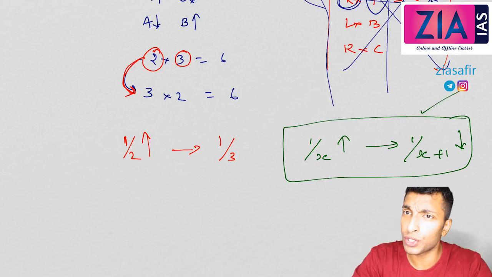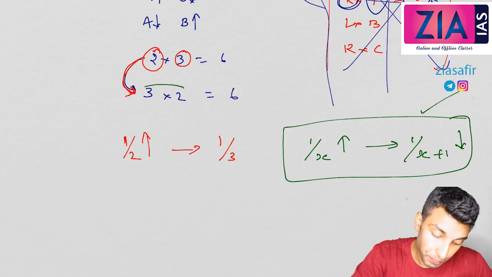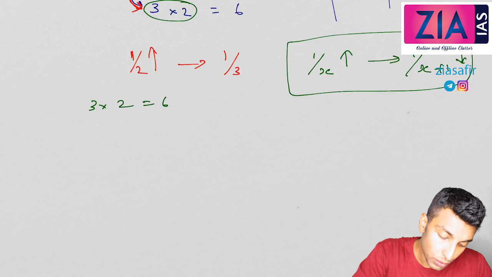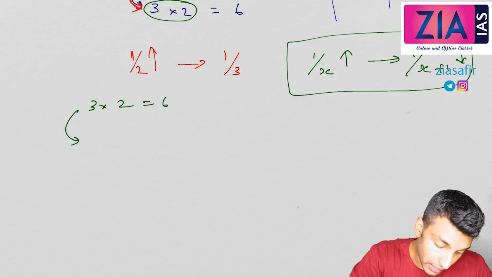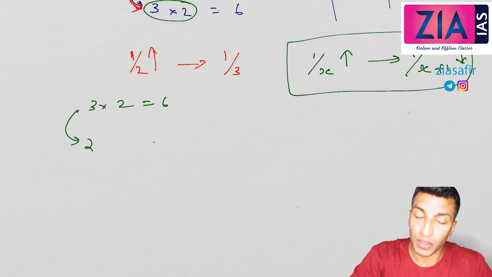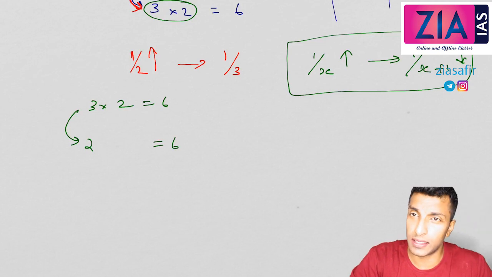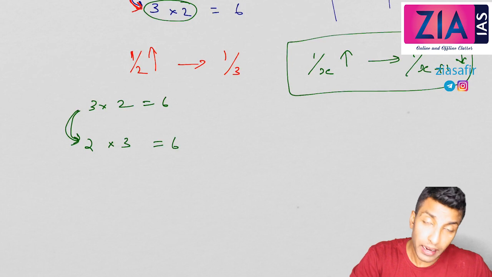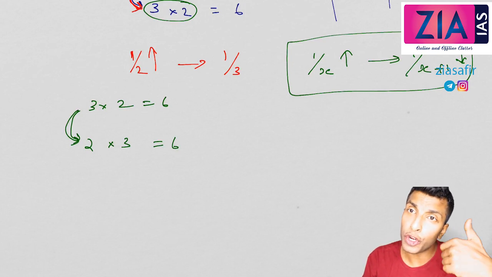Now the reverse also is true. Now let's take the opposite. Let's write it as 3 into 2 equal to 6. Now consider A decreased to 2. So this is the same constant 6, so B will be 3. So here what is the decrease? Decrease is 1 on top of 3.